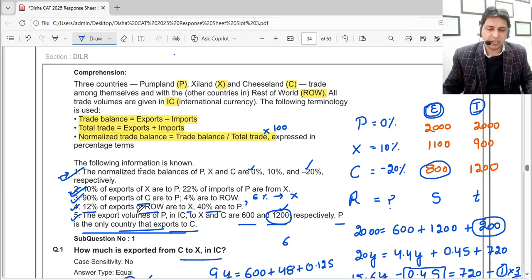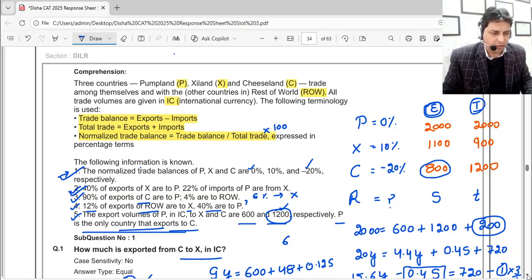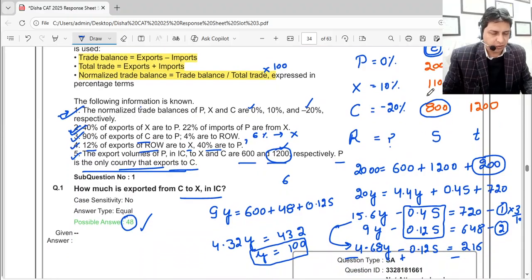That means the rest, 12 plus 40, 52, the rest is 48%, they are exporting to themselves, right? So 48% of ROW's export, that is, they are importing also. So let's find out the values. Now from S or T, S I can find out easily. The total export we can find out, because if you put the value in any equation here, let's put the value of 15.6y in this equation.